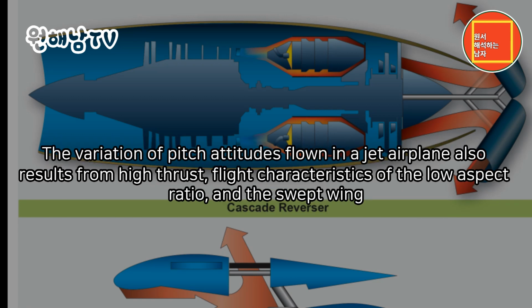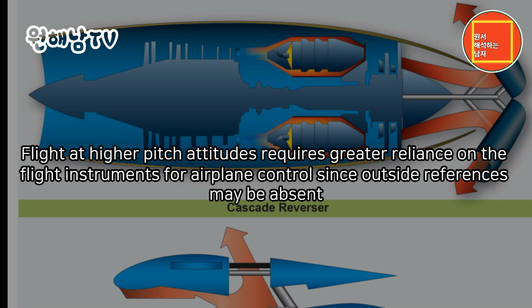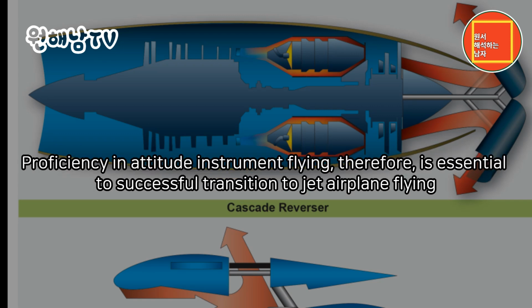The variation of pitch attitudes flown in a jet airplane also results from high thrust, flight characteristics of the low aspect ratio, and the swept wing. Flight at higher pitch attitudes requires greater reliance on the flight instruments for airplane control since outside references may be absent. Proficiency in attitude instrument flying, therefore, is essential to successful transition to jet airplane flying.